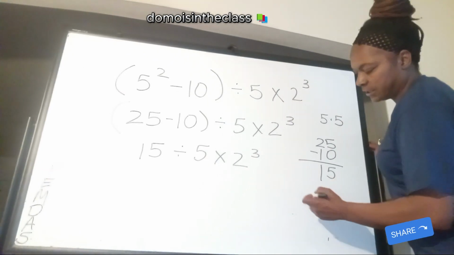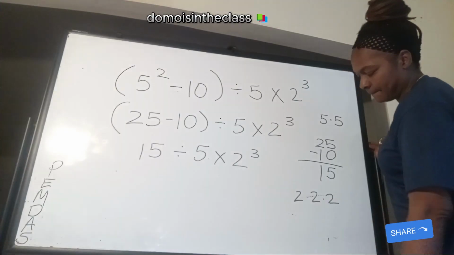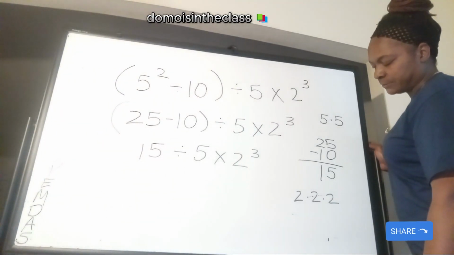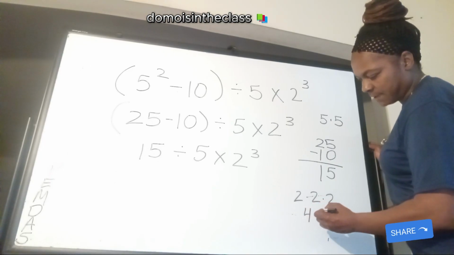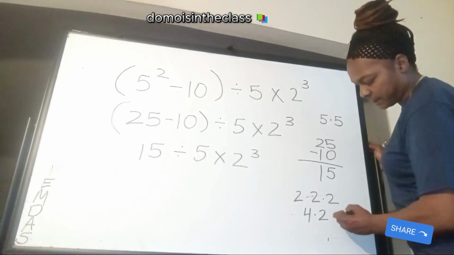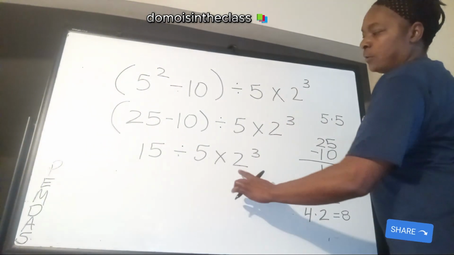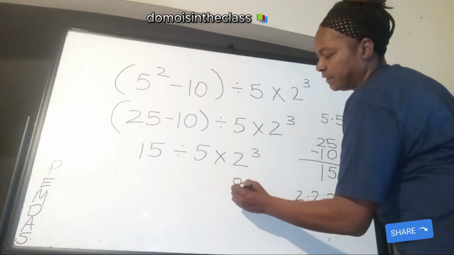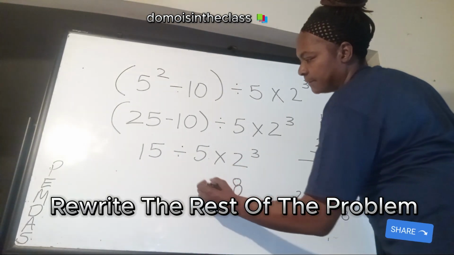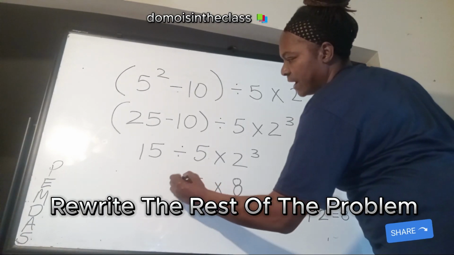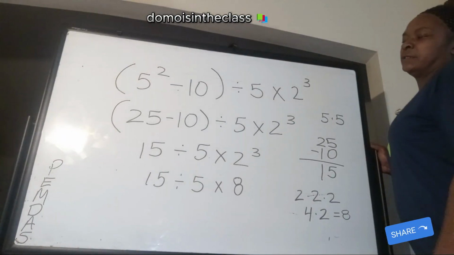We have 2 to the cube. That means 2 times 2 times 2. So what's 2 times 2? 2 times 2 is 4. All right. Times 2? 8. Exactly. Great job. We get an answer of 8. So we're just going to write that answer right here underneath our 2 cubed. We're going to rewrite everything that's in front, which is 15 divided by 5 times 8. All right. So now what are we going to do?